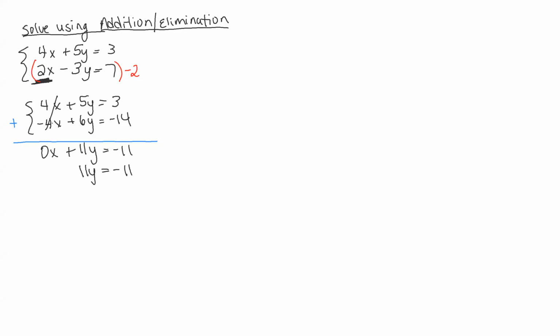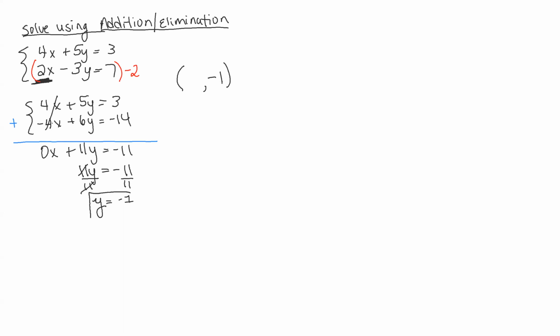I want to get y alone, so I divide by its coefficient. Divide both sides by 11. On the left, 11 divided by 11 is 1. 1 times y is y. And then on the right, negative 11 divided by 11 is negative 1. So far, we think our ordered pair has a negative 1 for y.